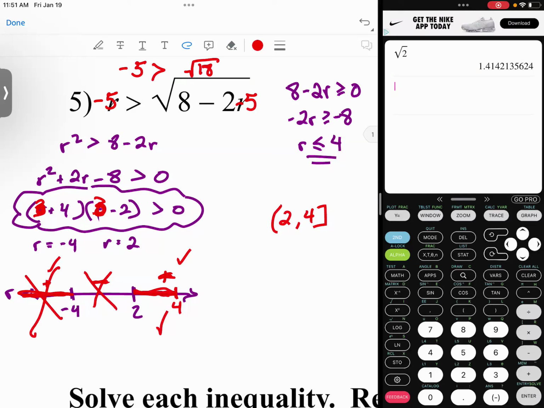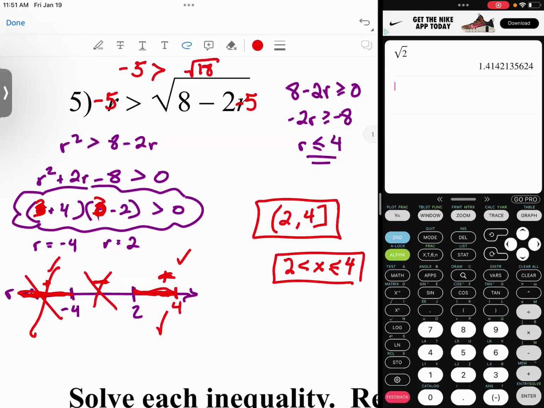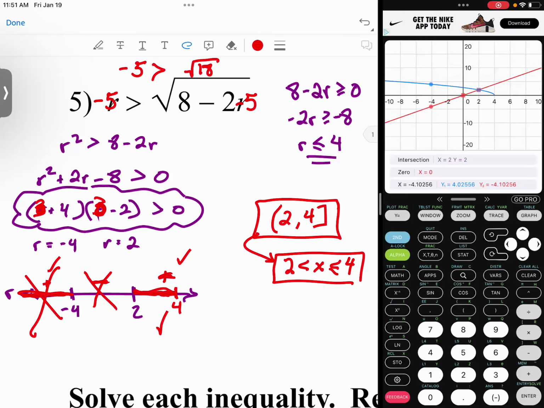The real solution is between 2 and 4, or you could say x has to be greater than 2, less than or equal to 4. These are two different ways to write the same answers. Now, I know that that was a lot, so let's go back to the graph. How does a graph help us answer this question?